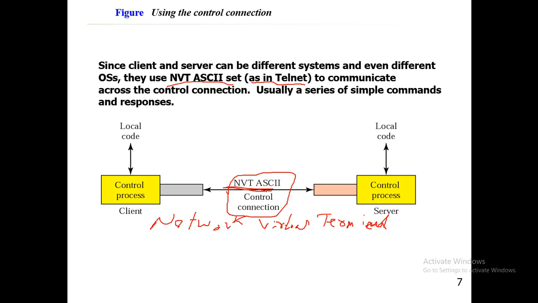So let's move ahead. But before going through that, let's talk about this diagram. You can see that this is your control process for the client, and this is your control process for the server, and both are communicating with each other using some ports, where one will be the active port and the other will be the passive port. This is the control connection, and it is working on NVT ASCII. This is not the case every time. You can use any other mechanism you want, but this is mostly used. That is why I have mentioned it over here.